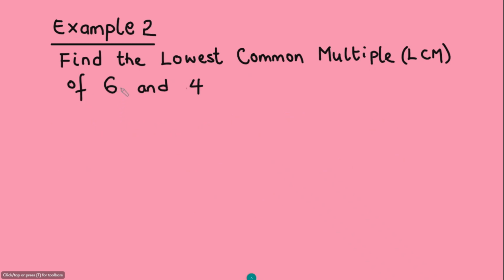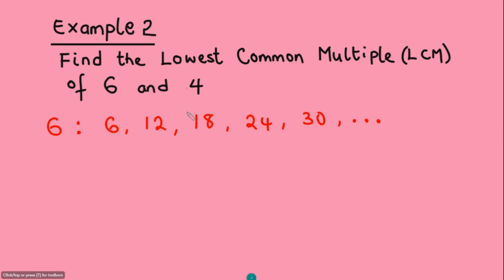In our second example, we are asked to find the lowest common multiple of 6 and 4. As in the first example, we'll begin by listing the multiples of 6 and next the multiples of 4. If we begin by listing the multiples of 6, there will be 6, 12, 18, 24, 30. Of course, the list continues. Now we just need the first 5 multiples.